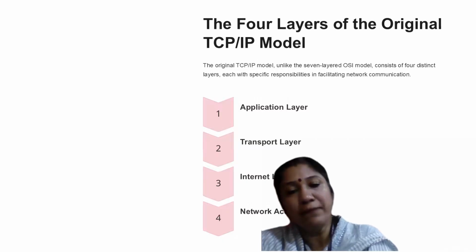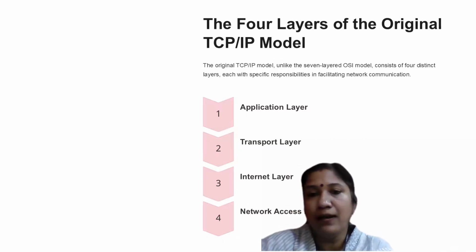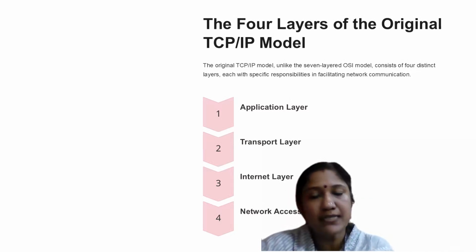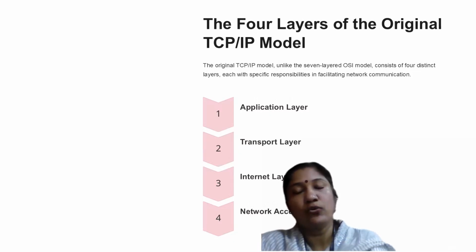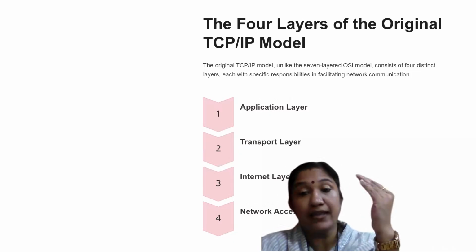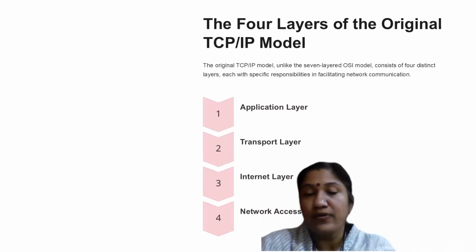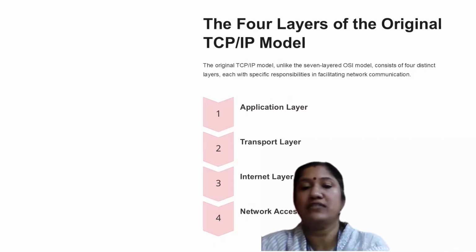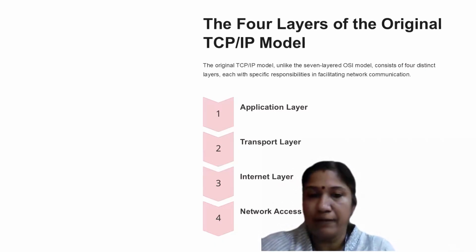And coming to the layers, the 4 layers of the original TCP/IP model consist of distinct layers with specific responsibilities and functionalities in facilitating network communications. Compared to the OSI reference model, which has 7 layers, it has only 4 layers. The first and topmost layer is the application layer. Beneath that comes the transport layer, beneath that the internet layer, and the bottom layer is the network access layer.